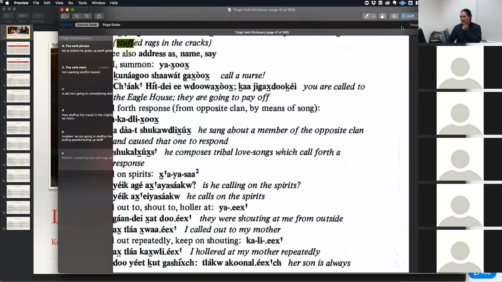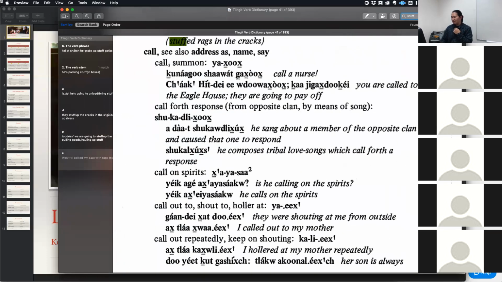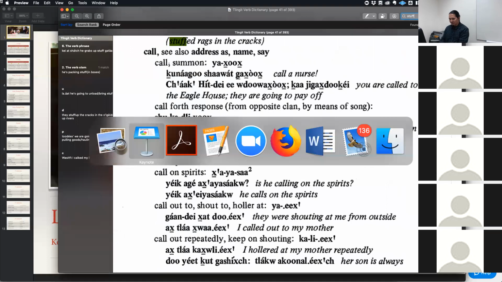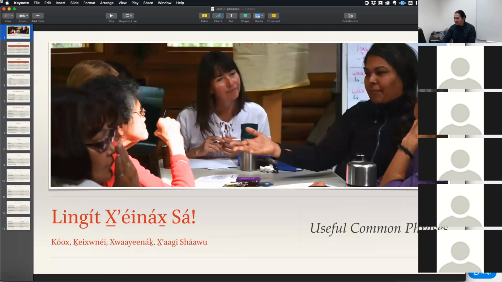Okay. I'll try and find stuffing, and if you find it, let me know. But let's look at something else here. So these are just some useful phrases. I want to go over this, and then we'll go back into the beginning Tlingit and probably wrap up that chapter, and then we'll probably maybe be done for the day.